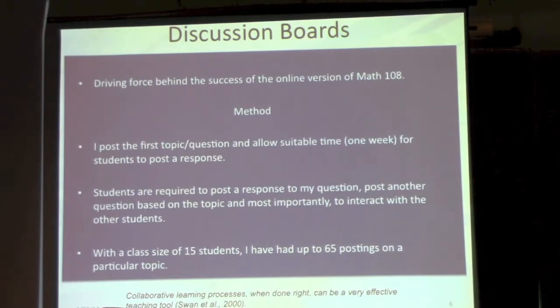That's part of the grading rubric, is to interact with the other students. If they don't interact, then they'll be marked down. And I have a class about the size of 15 students. I've had up to 65 postings on a particular topic, so they are interacting in this course.